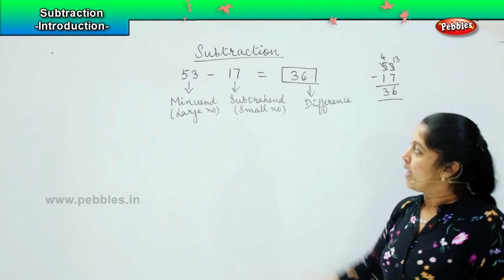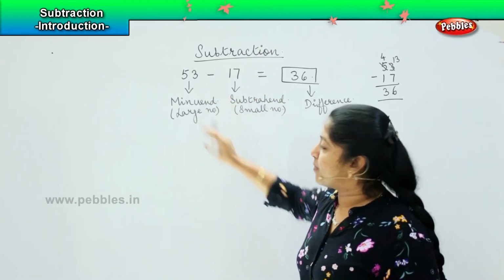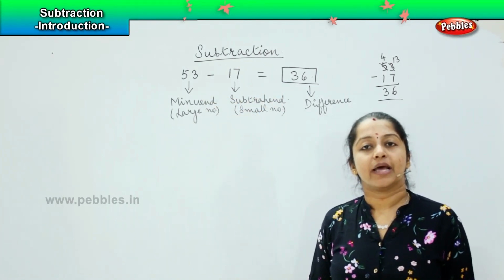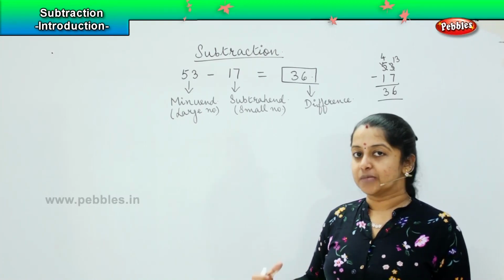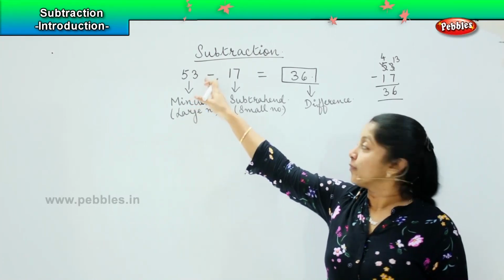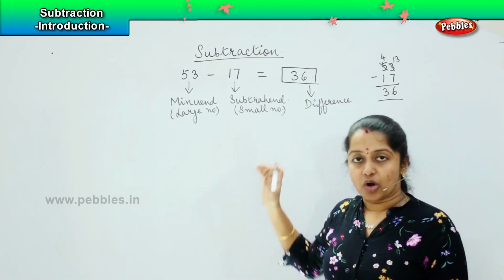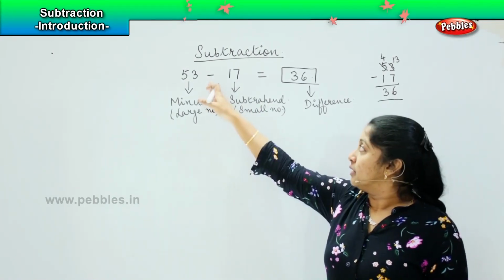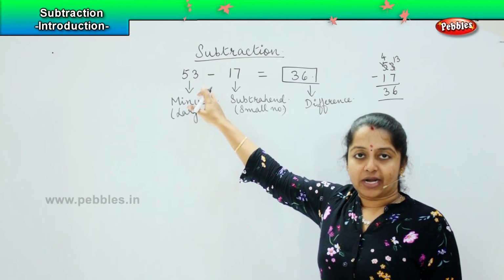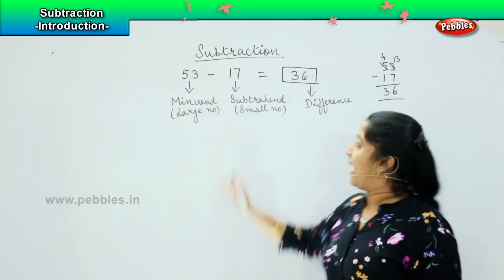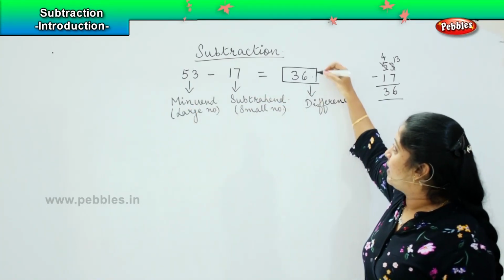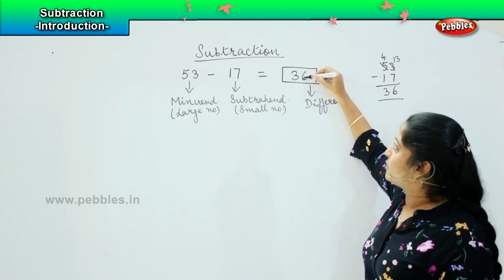Okay? So as I said, 53 is your minuend. Minuend will always be the large number. We will always be subtracting from minuend. Okay? Subtrahend is the smaller number with which we will be subtracting the minuend, and the result that we obtain, that is called as my difference.